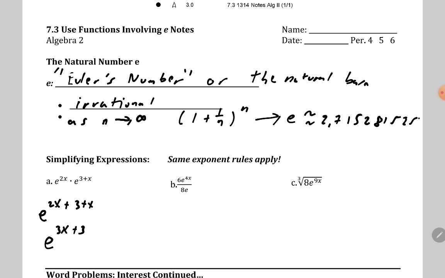Okay, part B. 6 divided by 8 can be reduced to 3 over 4. Now what do we do with the e stuff? Same thing. Let's use a different example: 3 cubed over 3 to the first is the same as 3 to the 3 minus 1, which is 3 squared. In this case, we have e to the first here, so this will be e to the 4x minus 1.